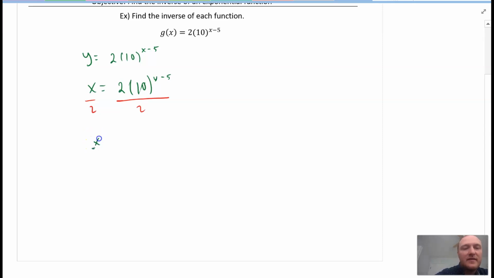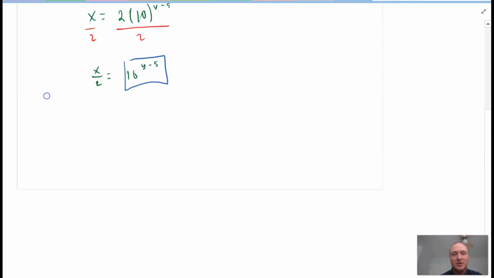And we have x over 2, or 1/2 x, is equal to 10 to the power of y minus 5. Now I have my power expression isolated, right? A base with a power. That's a power expression. So now I can go ahead and switch to logarithmic form.